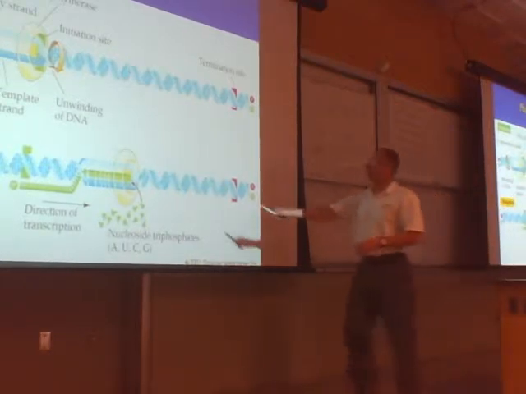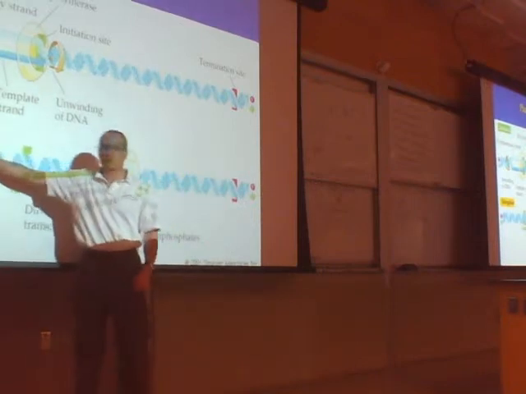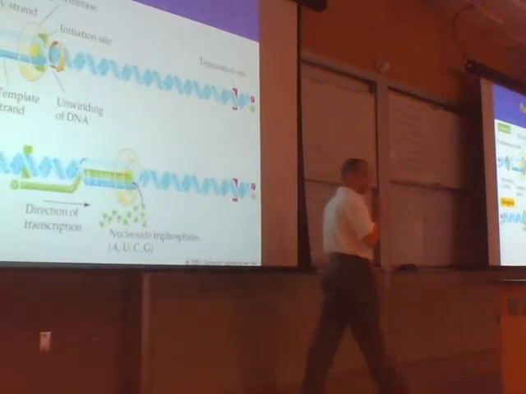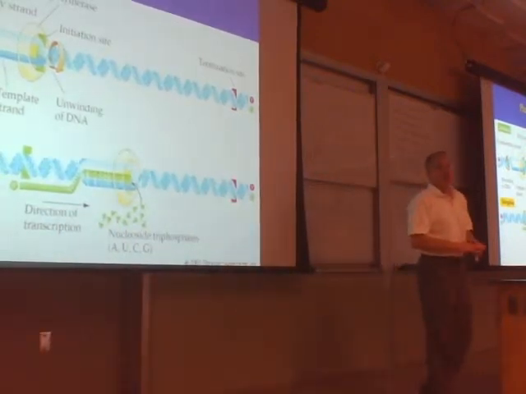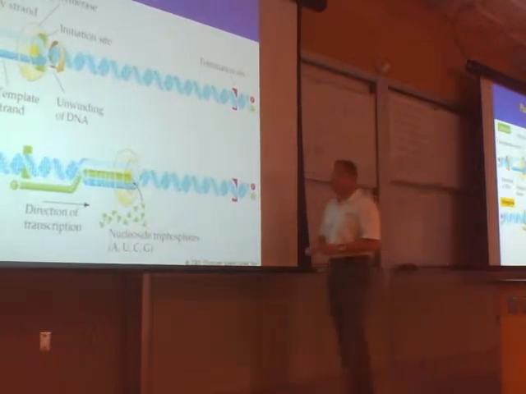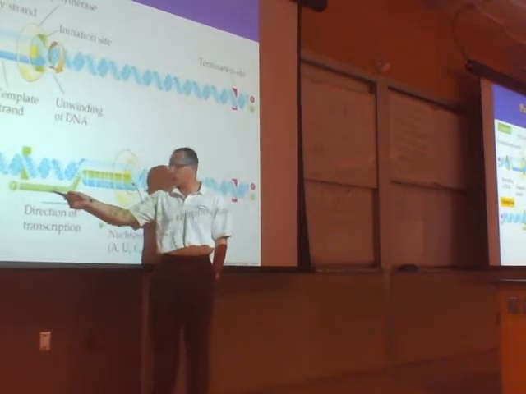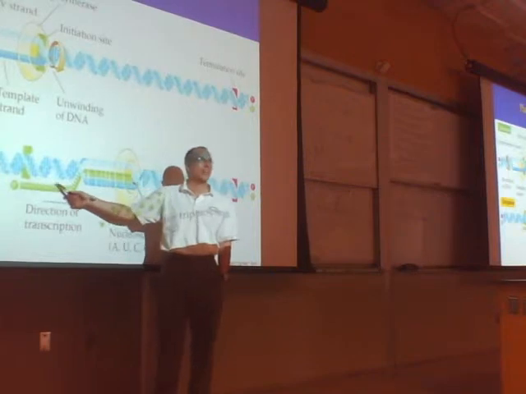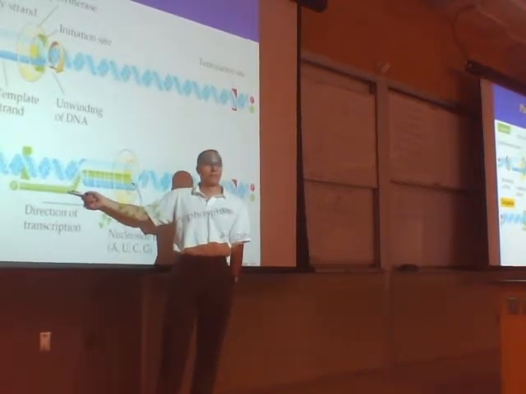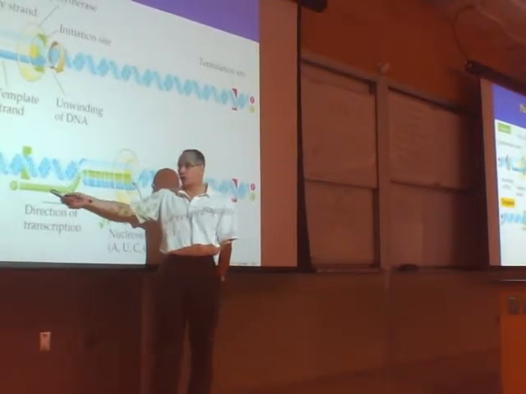Elongation. There it is, right there. So you're elongating what? What are you elongating? The RNA. Precisely. You're elongating the RNA. So here, what's this red thing? Or I'm sorry, what's this green thing? That's the messenger RNA that I make.